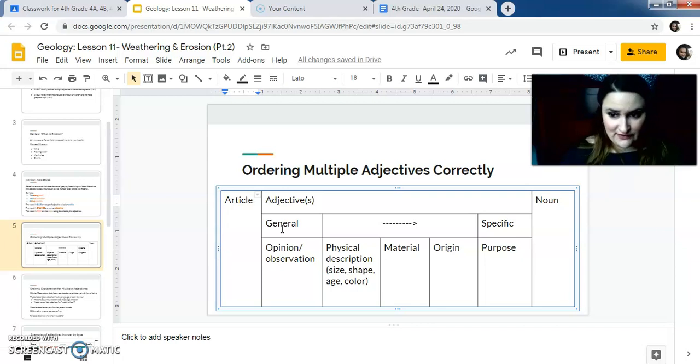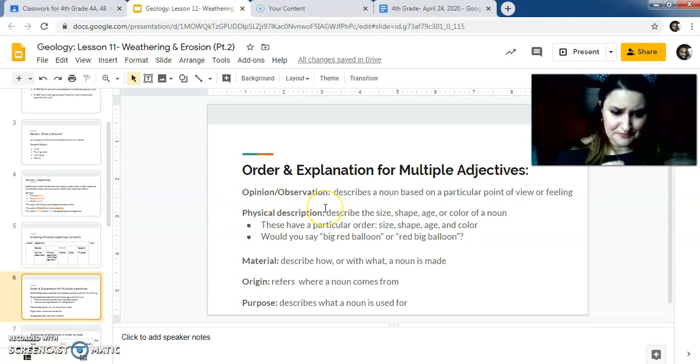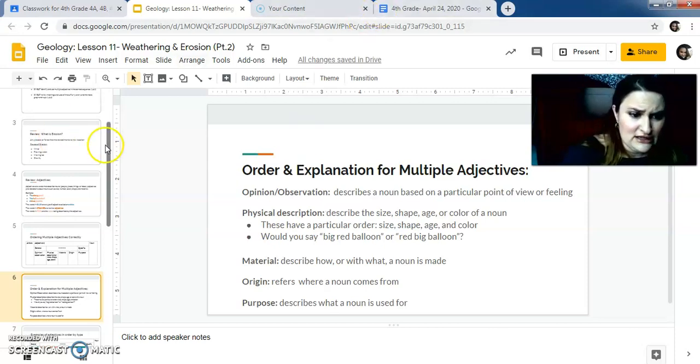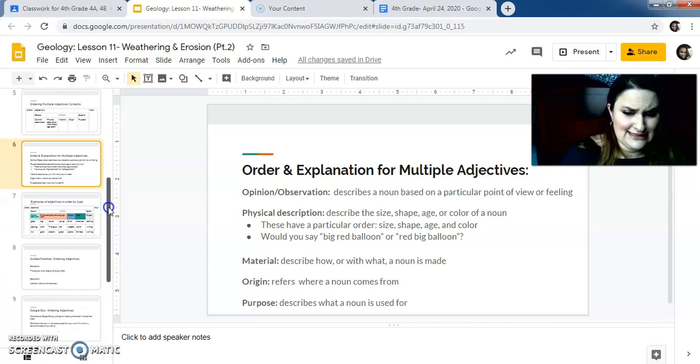This looks like a lot, I know, but I'm going to tell you what each of these actually means, so you can know what does opinion, observation mean? What does origin mean? How do I know what these things are when I'm trying to order adjectives? So these are the order and explanation. Opinion and observation is describing a noun based on a particular point of view or feeling. On the very next slide, you can see examples of this.